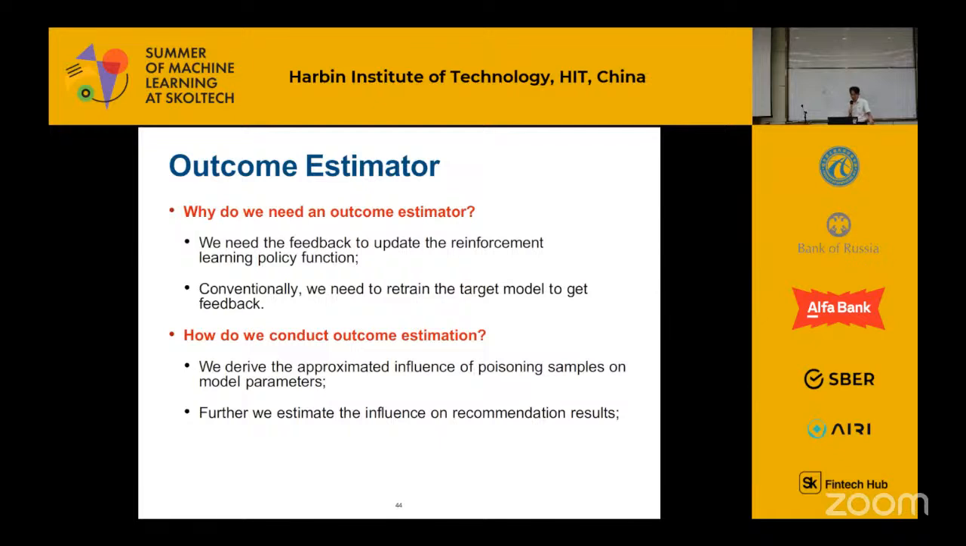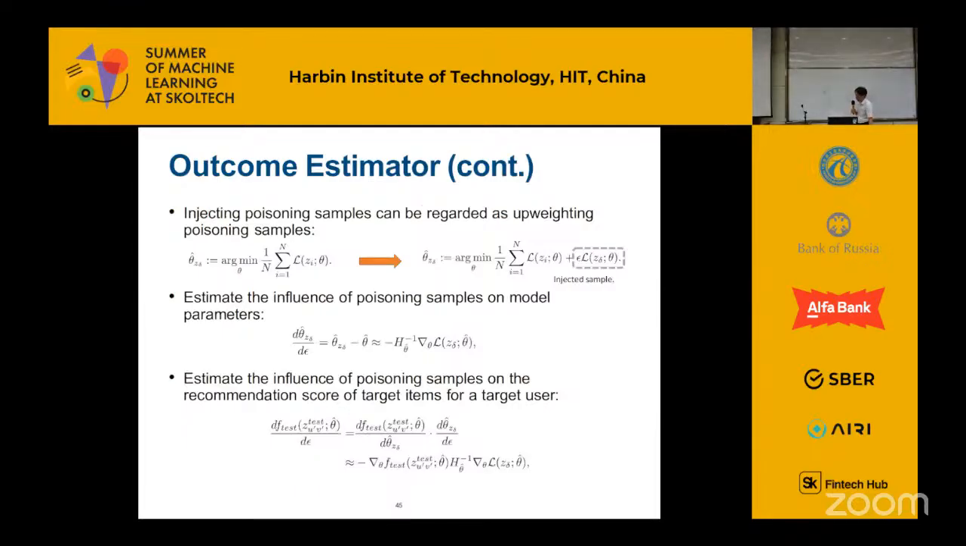We just derive the approximate influence of the poisoning sample on the model parameters using robust statistics results right here. This is a mathematical tool called the influence function, which was proposed in very classic statistics literature. In a nutshell, it tells us how an injected sample will influence the parameters right here. And the main result is that the change in the parameter can be approximated by the inverse of the Hessian matrix times the gradient of the loss with respect to the parameter.